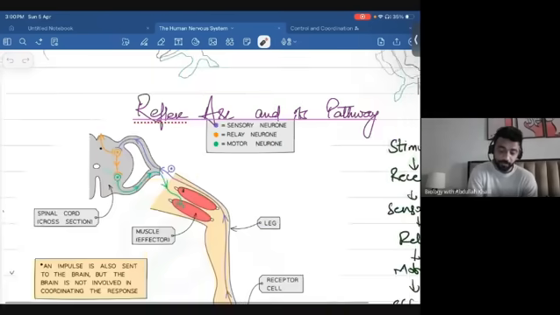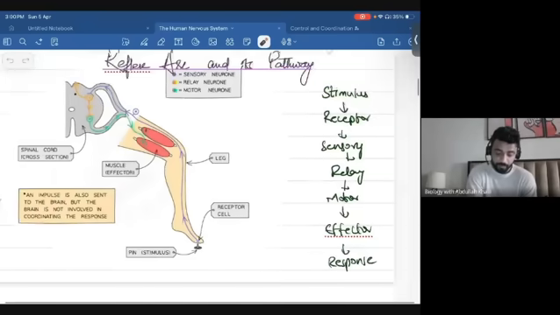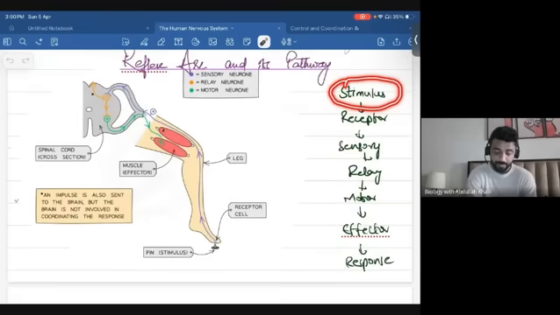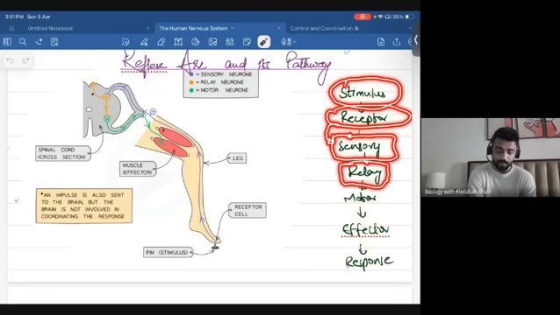If you look at the complete pathway, there is a stimulus that is detected by the receptor. The receptor converts it into electrical impulses because receptors are transducers. They communicate the message through the sensory neuron to the central nervous system. Within the central nervous system, you have the relay neuron, which takes the input and communicates it to the motor neuron.